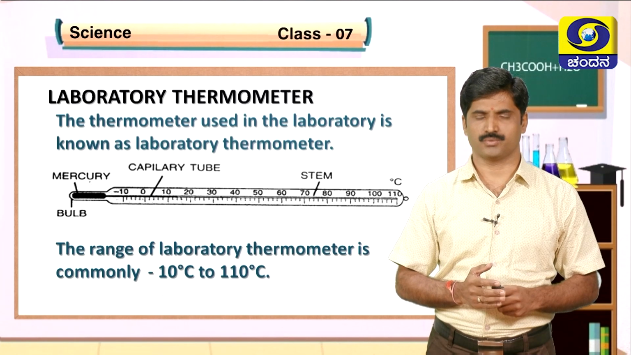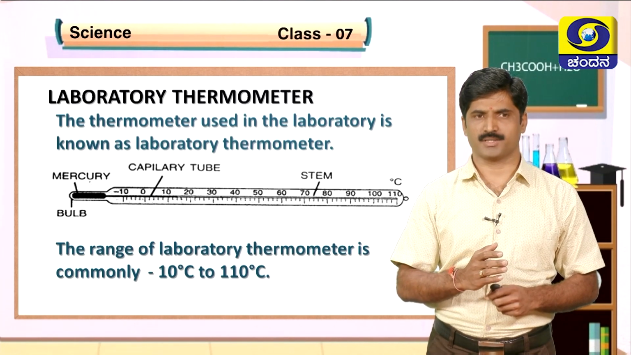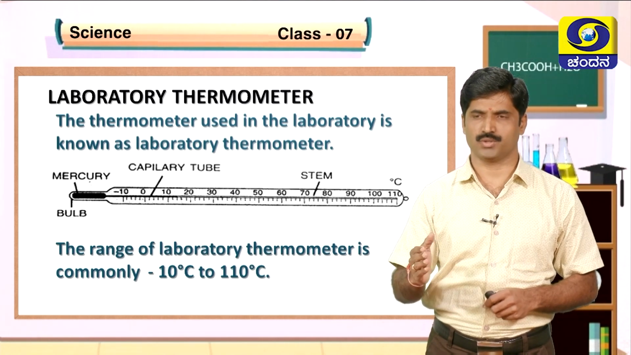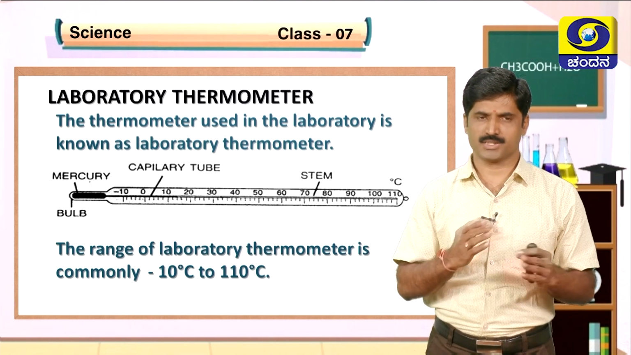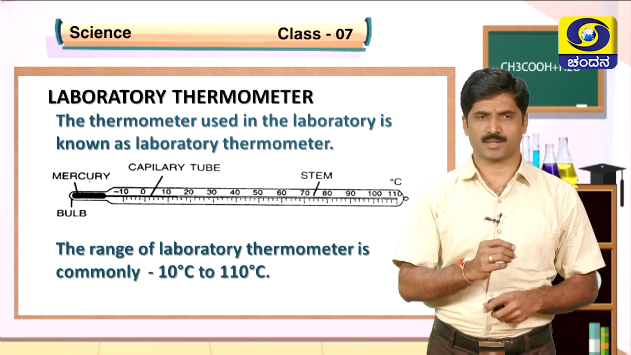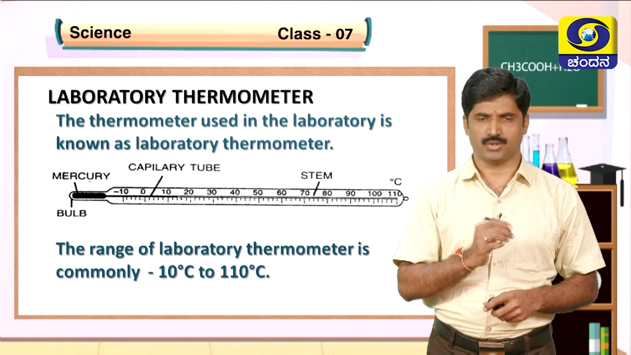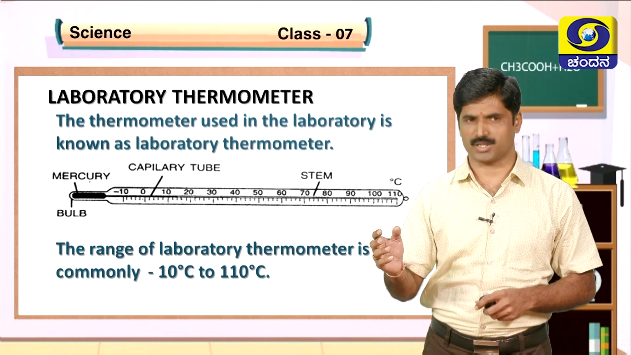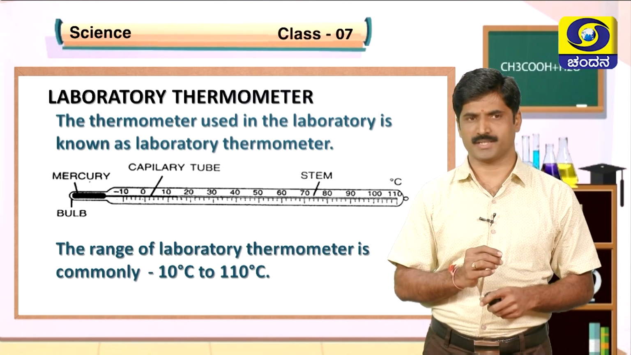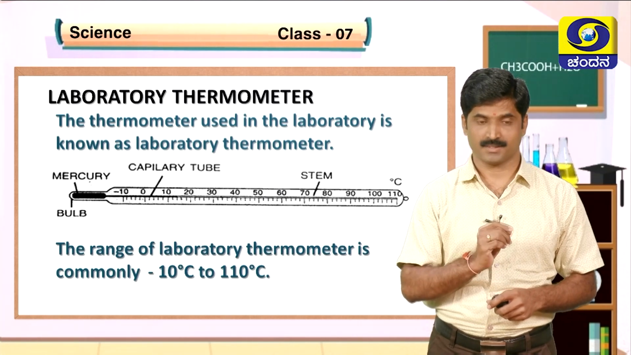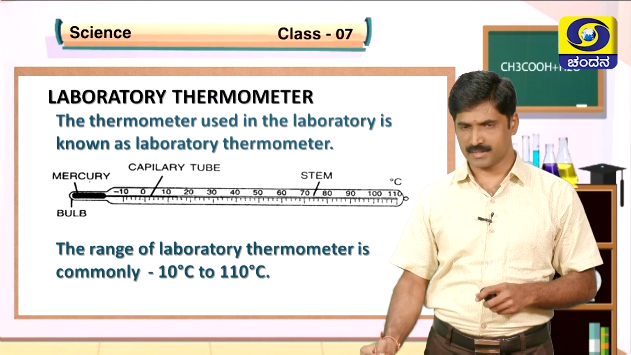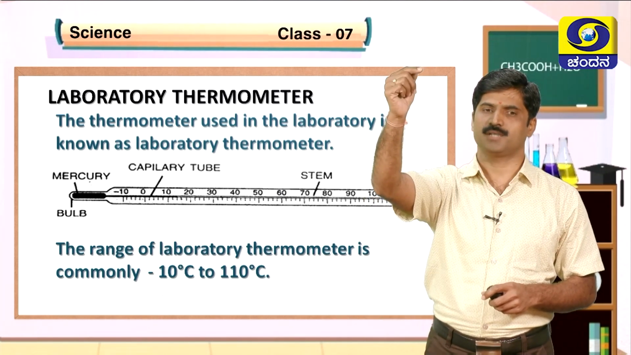For that, we have to use a laboratory thermometer. The thermometer used in the laboratory is known as a laboratory thermometer. Dear students, please recall the clinical thermometer. A laboratory thermometer is also made of a long, narrow, uniform glass tube. It also has a bulb at one end which contains mercury, but the range of a laboratory thermometer is commonly minus 10 degrees Celsius to 110 degrees Celsius.